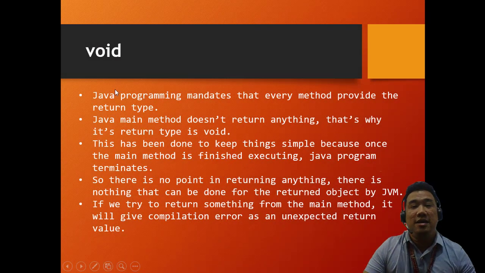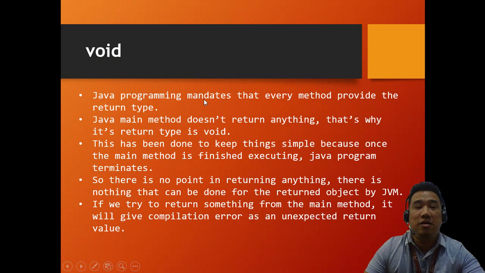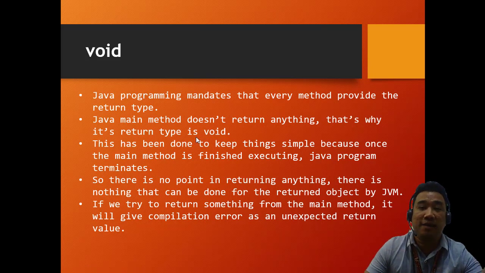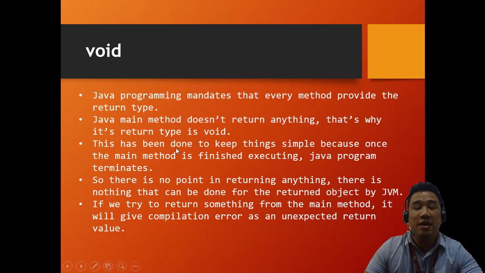Okay? So next we have the void. Java programming mandates that every method provides a return type. Now, the Java main method doesn't return anything. So that's why its return type is void. When we say return type, it means it doesn't give back a value. This has been done to keep things simple because once the main method is finished executing, the Java program terminates. So there is no point in returning anything. There is nothing that can be done with the returned object by your Java virtual machine.